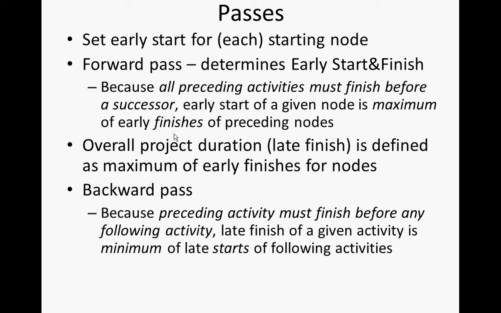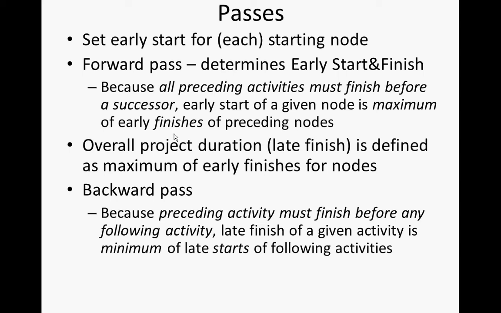Now, what I want you to notice here, and this is the single biggest thing that trips students up in this area, is the nature of the relationship. In the forward pass, all preceding activities, all things that it depends on, must finish before a given activity can start. The early start of a given node is the maximum of the early finishes of the preceding nodes. It can't start until everything it depends on is finished. Okay?